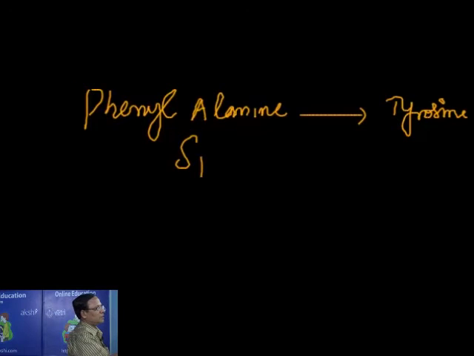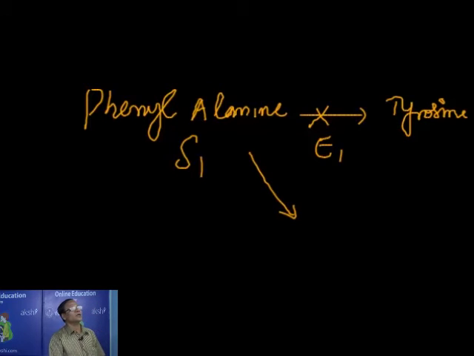Normally the breakdown of phenylalanine from proteins occurs in the liver, where we have one enzyme, phenylalanine hydroxylase. When this enzyme E1 is absent, what will happen? This step does not take place, so the phenylalanine accumulates in the blood. It also gets converted to phenylpyruvic acid and a certain number of ketone bodies. When phenylalanine accumulates in the blood, it is excreted in the urine. That is why it is called phenylketonuria.